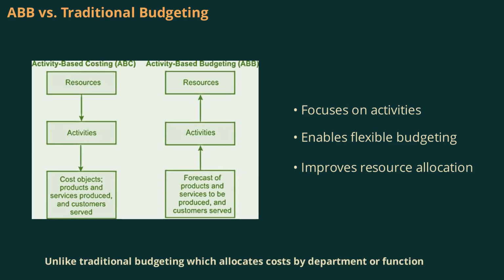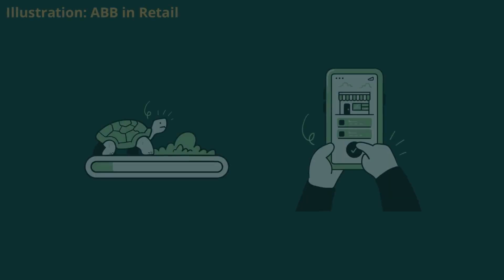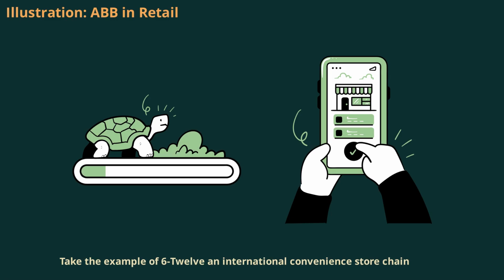Unlike traditional budgeting, which allocates costs by department or function, ABB builds budgets based on the activities required to produce products or services. This approach provides greater visibility into cost drivers and supports more effective resource allocation. ABB also enables flexible budgeting, allowing managers to adjust plans as activity levels change. Consider the example of Chetwell, an international convenience store chain.